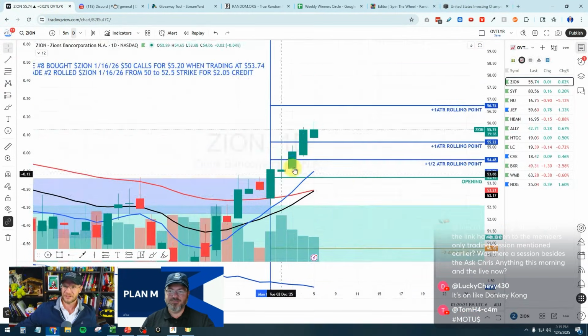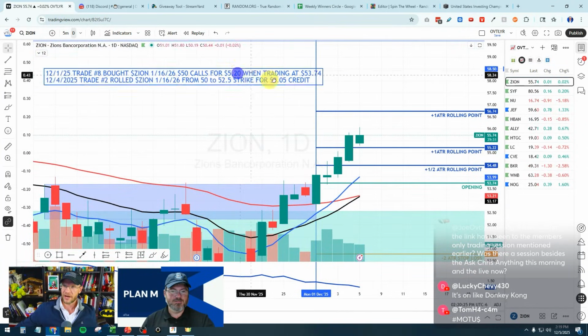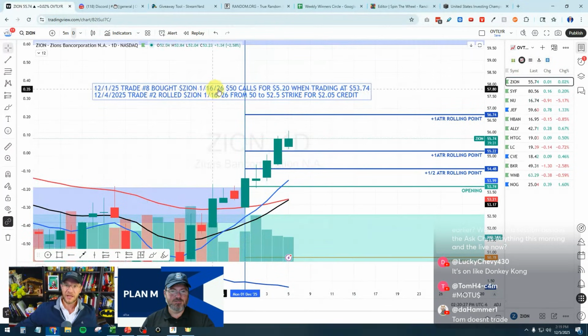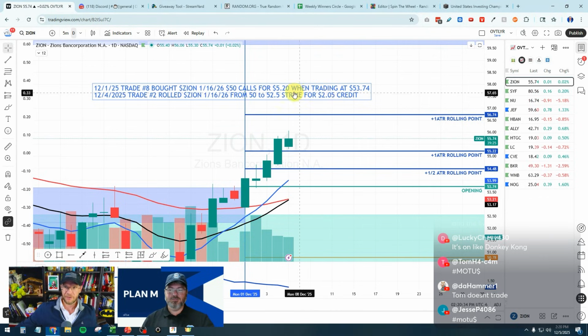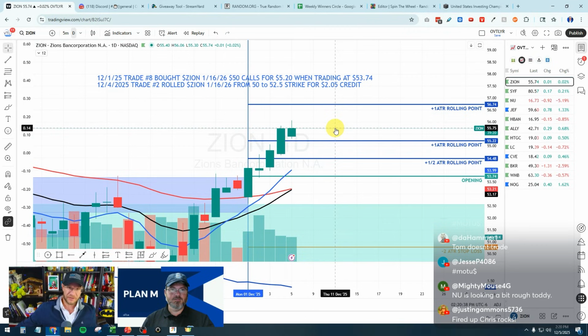Bring it. So looking at Zion here, we don't have the 10 over 20 crossing. We don't have any outlier blocks in our way. These are the two trades that I put on right now. We started around 520 in debit. We've rolled for 205 credit. So we've taken about 40% of the risk off the table on Zion. It's continuing to run. I don't have to do anything on Zion.